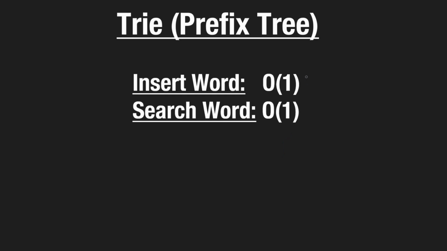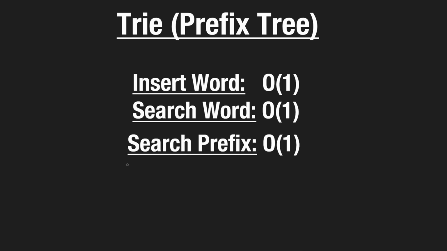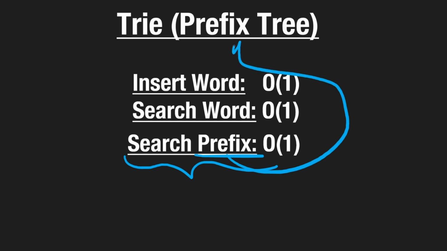Now you might be thinking, can't both of these operations most easily be achieved using a hash set? And the answer is yes, but there's one last operation that a hash set can't get for us. Maybe the most important operation is being able to search for a prefix. That's why we call this a prefix tree.